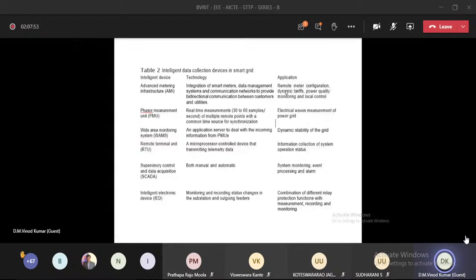One more thing is the Phasor Measurement Unit, to get synchronized data, and WAMS, the wide area monitoring system, remote terminal units, and SCADA, the supervisory control and data acquisition system, and IEDs, intelligent electronic devices. These are some of the data collection devices.